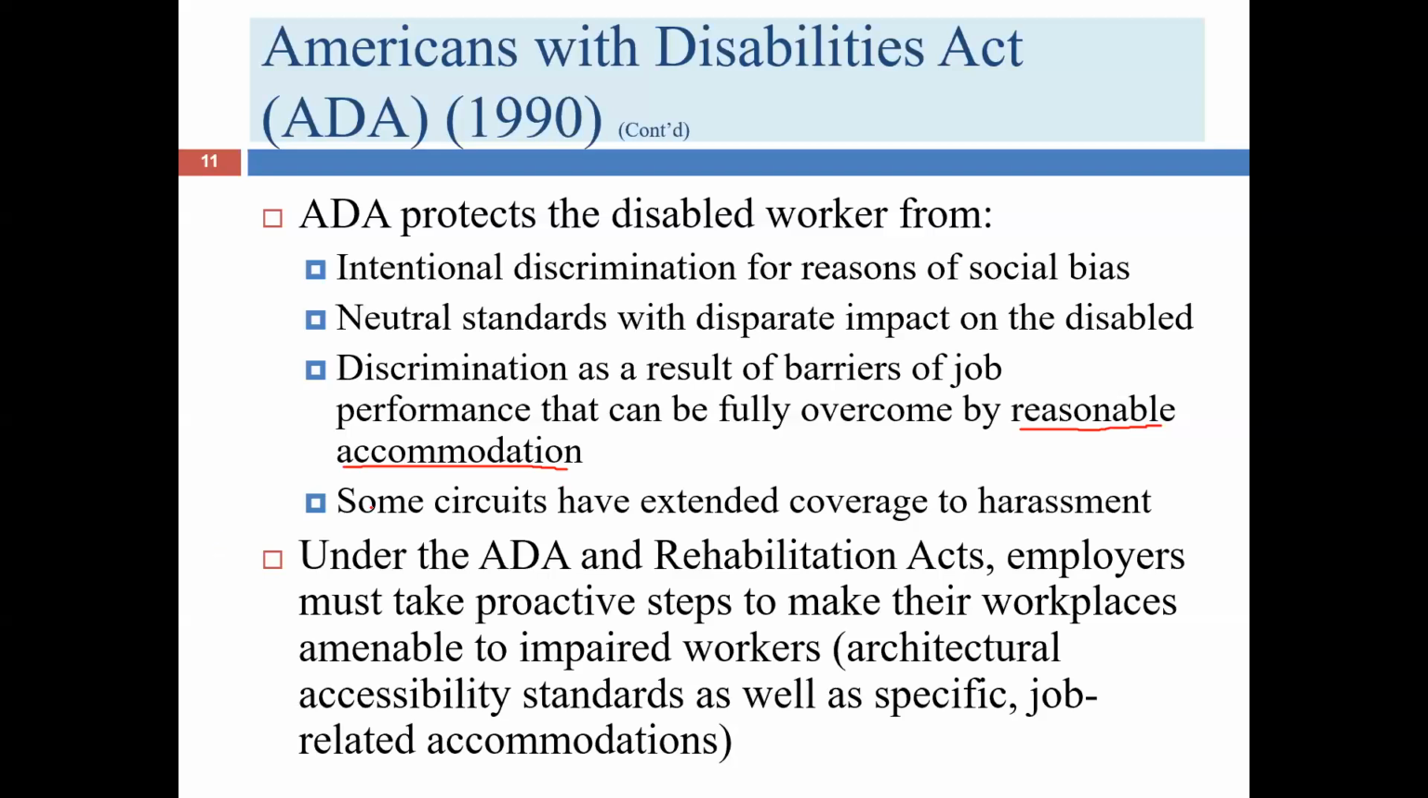Now, some circuits have expanded the ADA to also cover harassment situations, disability harassment. It's an appalling idea that someone would be harassed because of his or her disability, but it can happen. And I think that seems like a very reasonable expansion of the law. I don't know off the top of my head what the Fifth Circuit has done, which is our circuit, but I would expect that that would be the direction the law would be taking in this area.